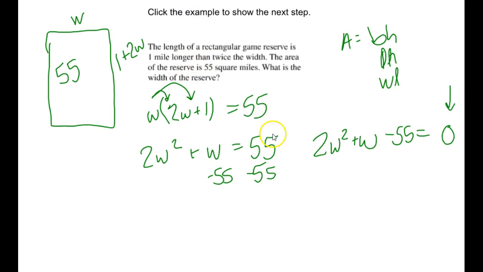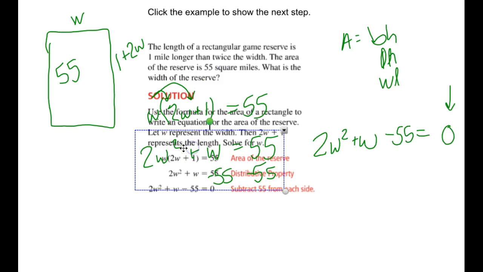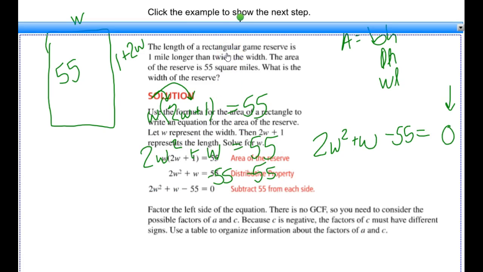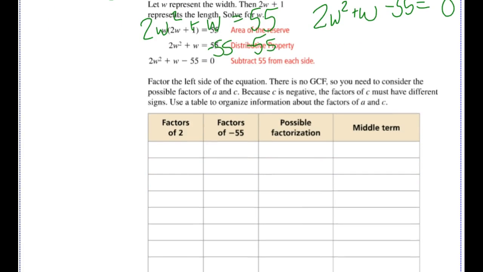So now I have to factor, right? I have to get my W's by themselves and I have to factor. So first thing I see, there's no common terms, so I have to continue from that. This is just doing what we just did. I wanted to get here because we're going to look at our table, right? This looks like something we've seen before, so I have to deal with my factors of 2 and my possible factors of a negative 55.